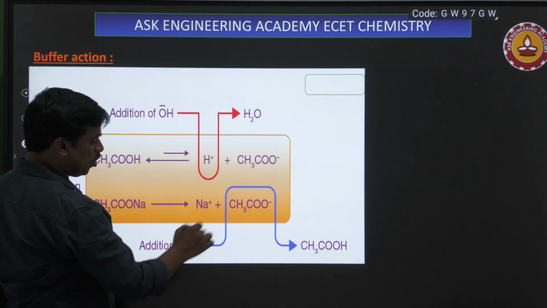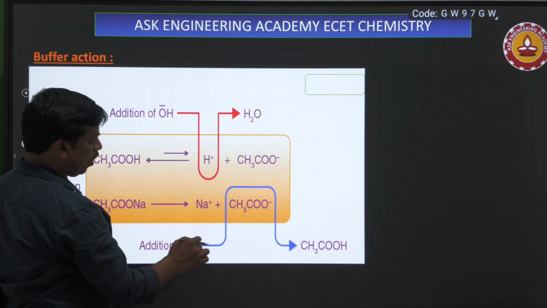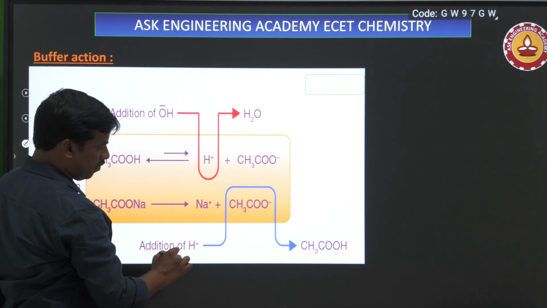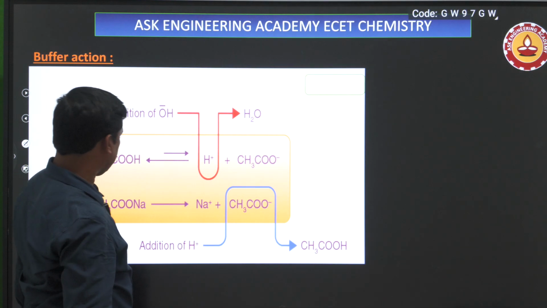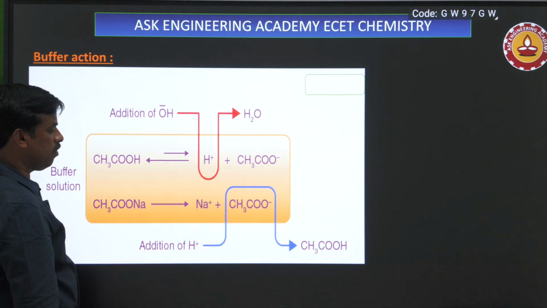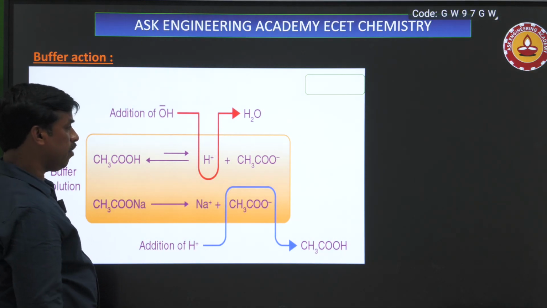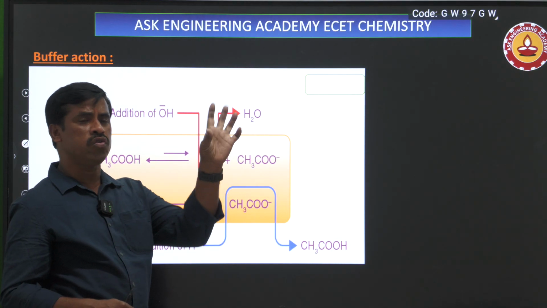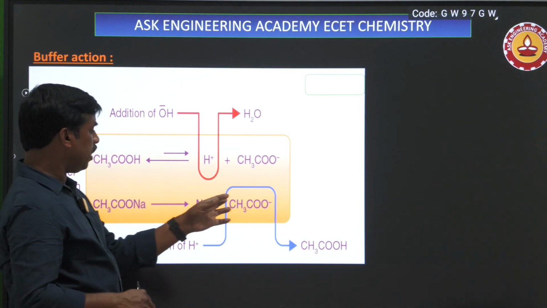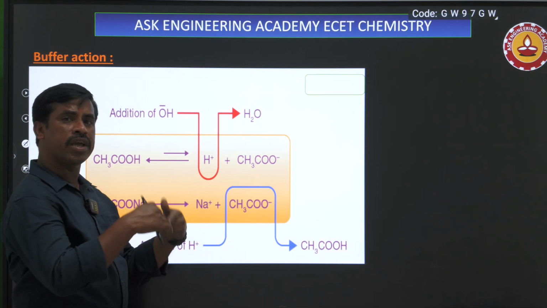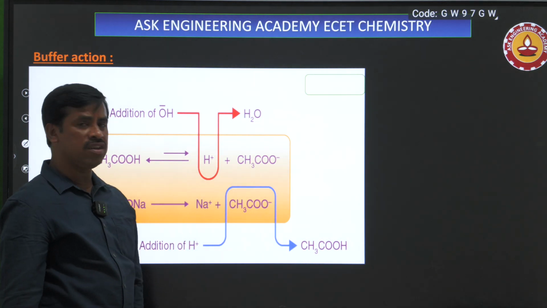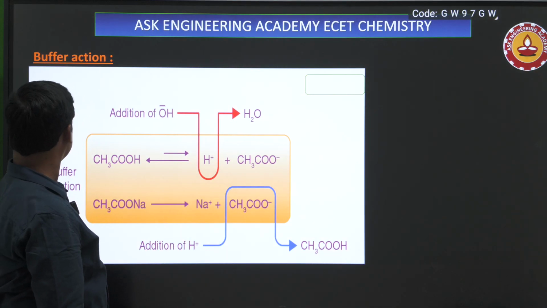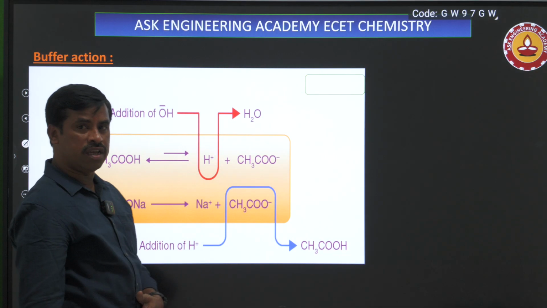For the addition of H plus, what happens? This CH3COO minus combines with this H plus and forms acetic acid. This is the buffer action. Whenever H plus is released, you can add OH minus to produce a water molecule. Whenever acetate ion is released, you can add H plus to produce acetic acid. This is the buffer action of buffer solutions.